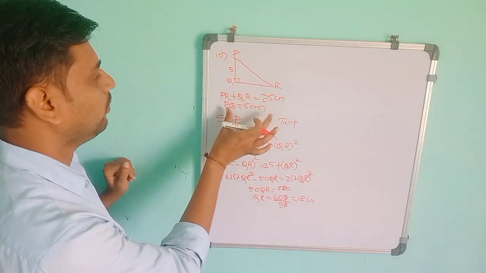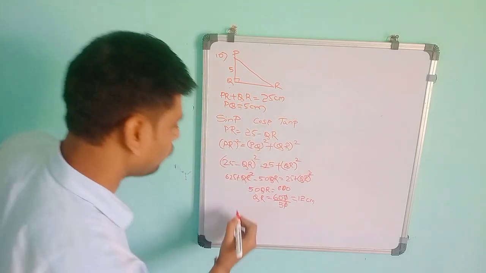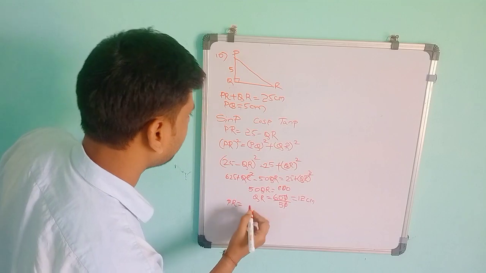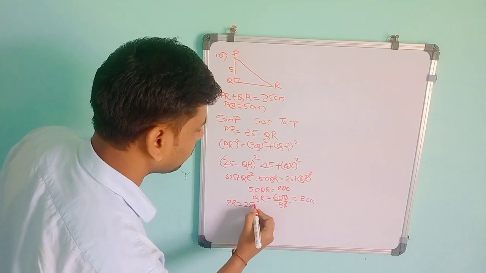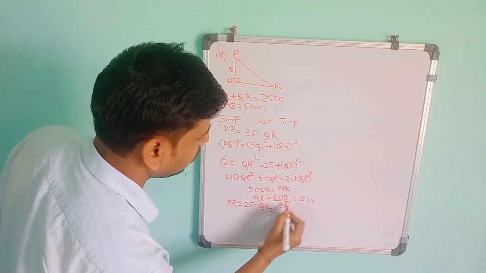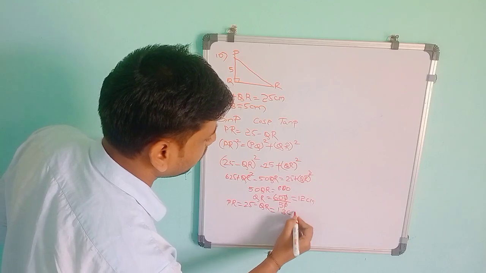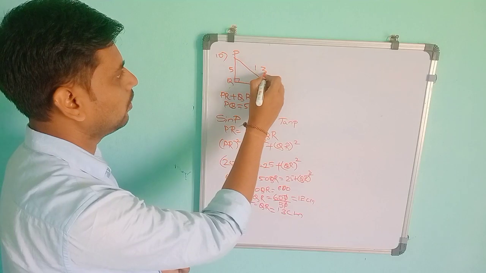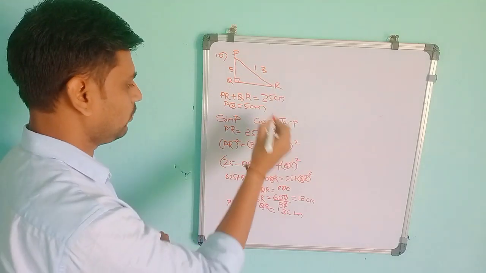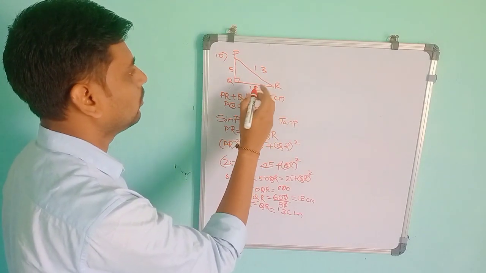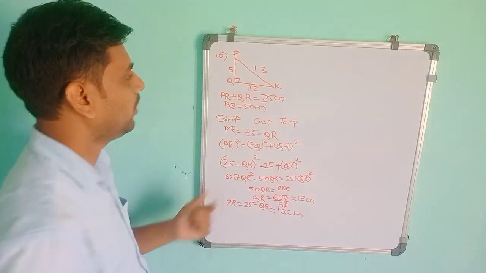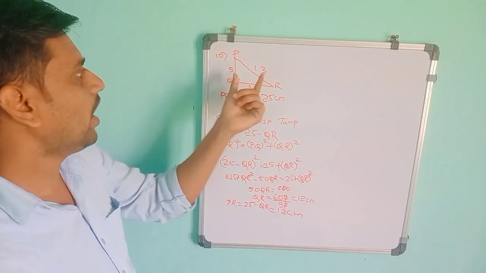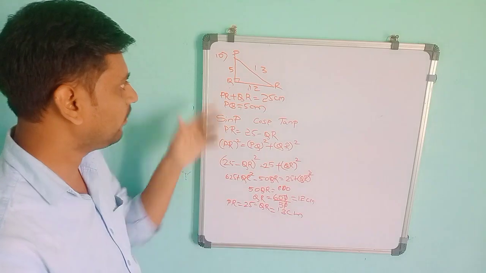If you put the value in this equation, you will get PR value. So PR is equal to 25 minus QR, QR is 12, so 25 minus 12 is equal to 13 centimeter. Now we got all the sides. PR is 13 and QR is 12 centimeter. So base is 12 and altitude is 5 and hypotenuse is 13. So we got all these three sides.